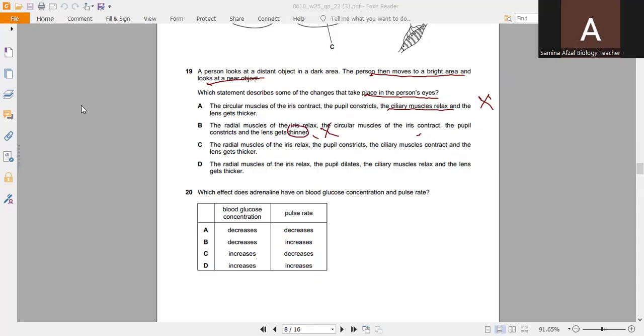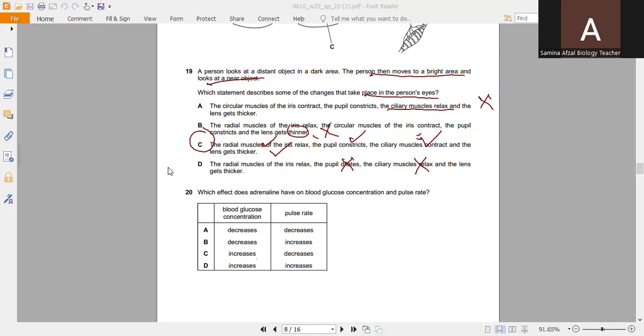Now the radial muscles of the iris relax. Yes, the pupil constricts, the ciliary muscles contract, and the lens gets thicker. So according to this, C is the correct statement. Now the D statement is the radial muscles of the iris relax, the pupil dilates. The pupil should not dilate, it constricts, and the ciliary muscles should contract. So D is not the correct option. Only C is the correct option over here.